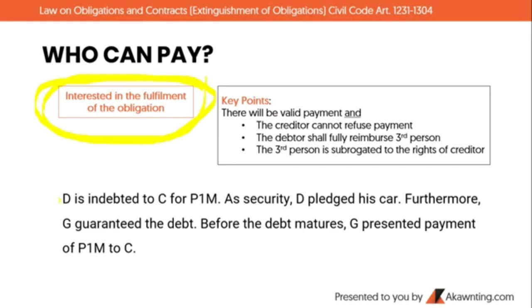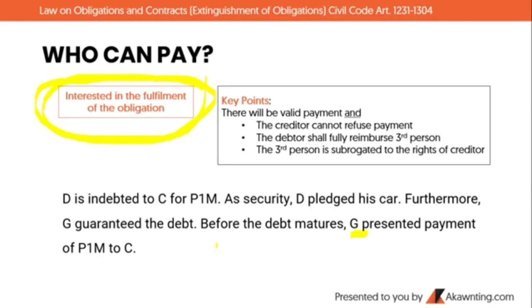So in this case, as an example, D is indebted to C for 1 million. As a security, D pledged his car. Furthermore, G guaranteed the debt. Before the debt matures, G presented payment of 1 million to C. So bago natin i-analyze yung situation, sir, sabi ng interested in the fulfillment of the obligation, pero sino ba yung mga interested person na yan?